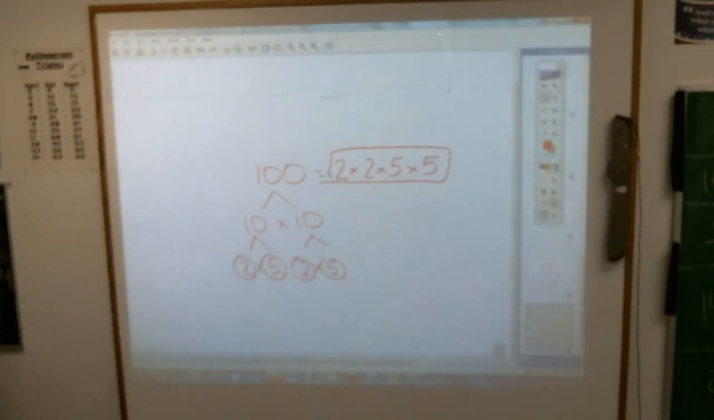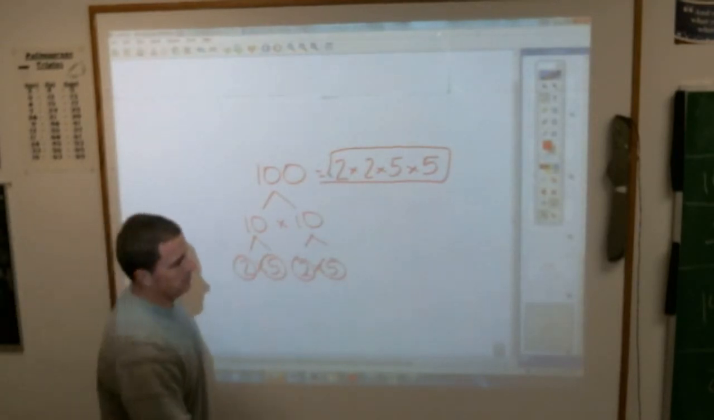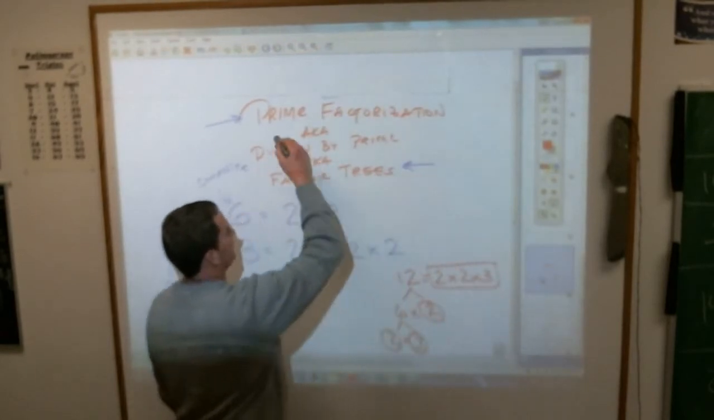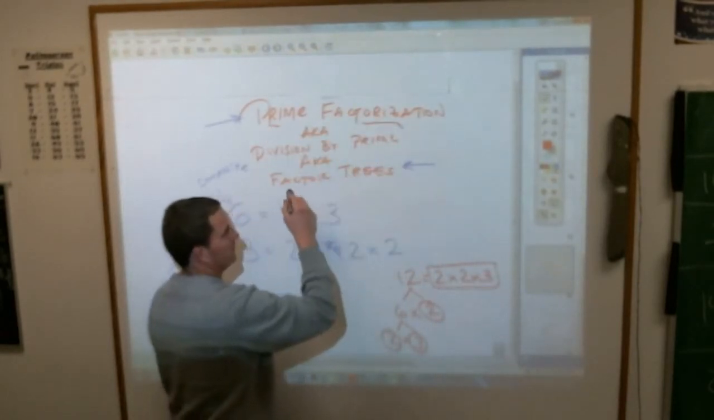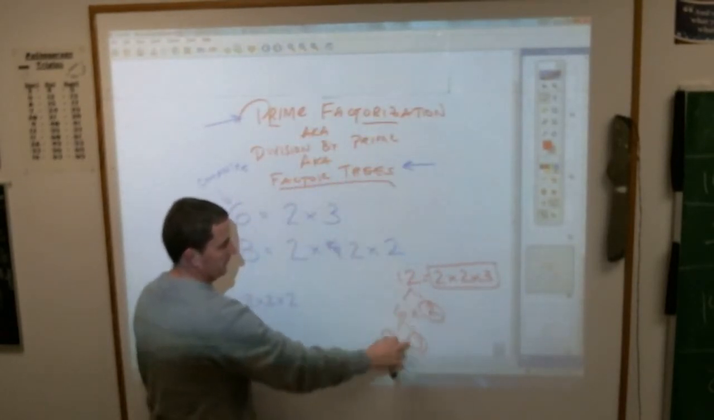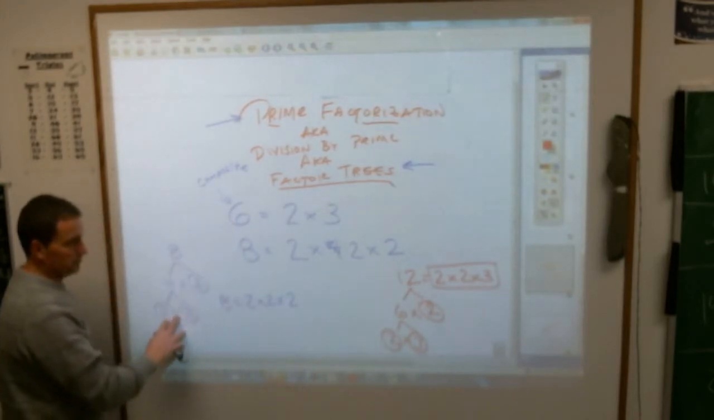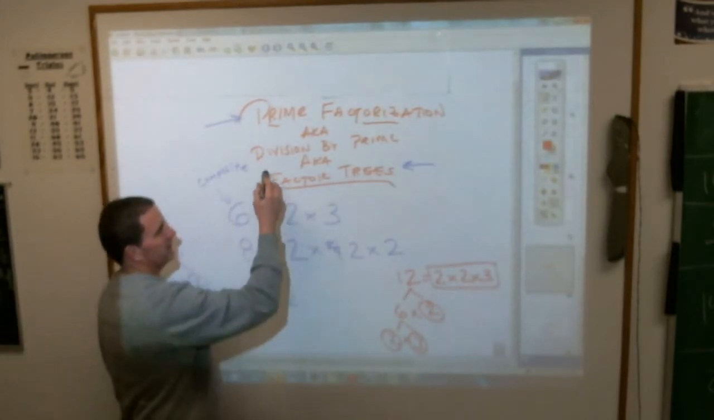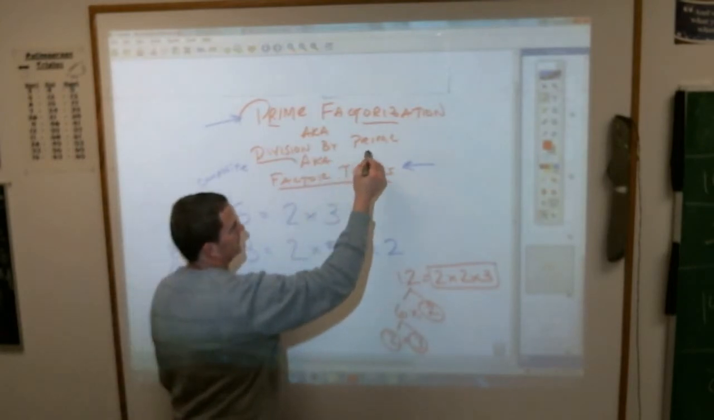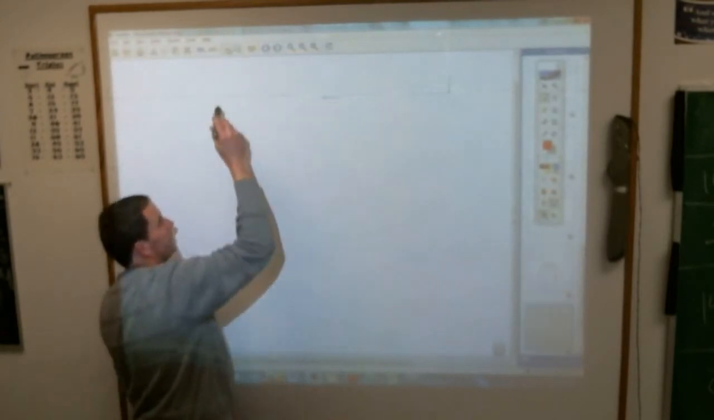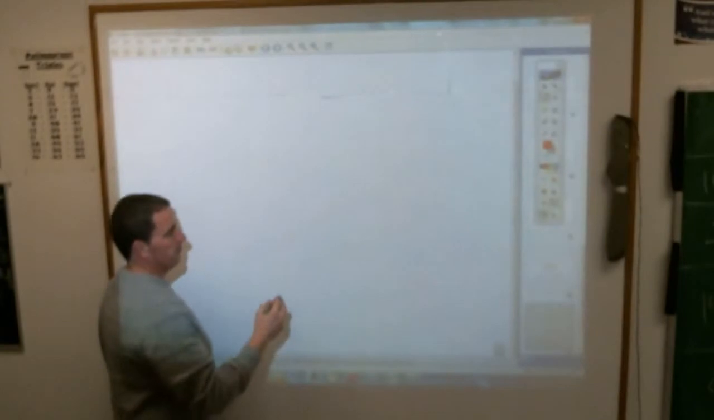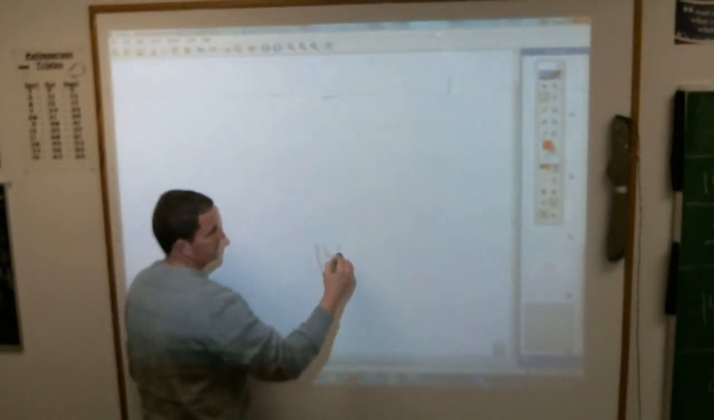Okay. Now, there is another way. If you remember back to this little screen here, we talked about prime factorization, and the way we did this was with factor trees. These are factor trees because they look like little trees. Another way to prime factorize is to use this division by primes. It works better when you have bigger numbers like this.